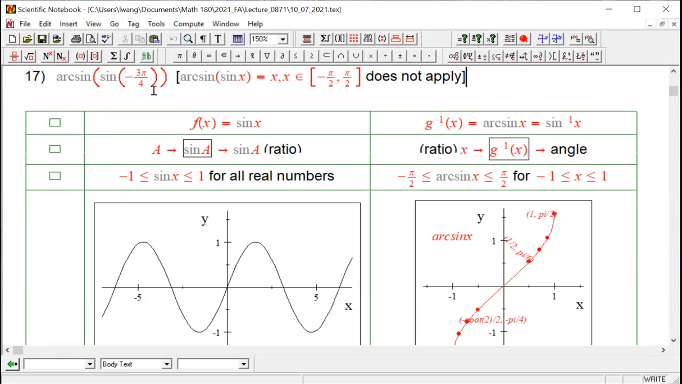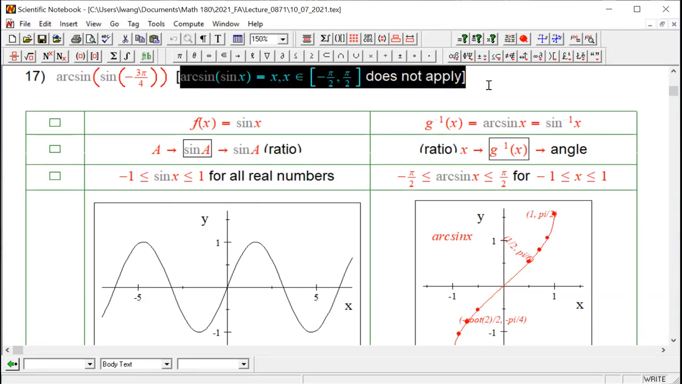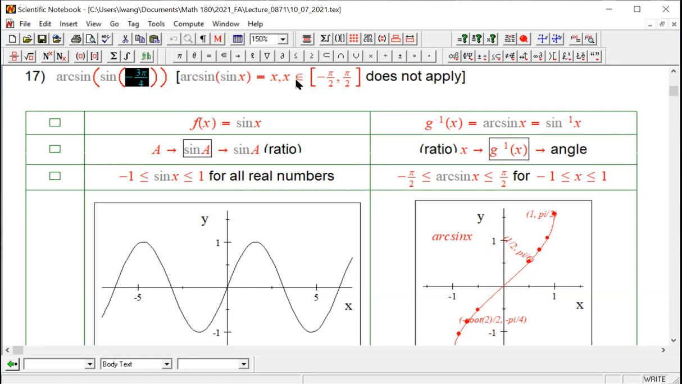All right. So in this case, the shortcut doesn't apply because -3π/4 is outside the domain of the restricted sine. It is not undefined, because it is in the domain of sine. So if you use the words original sine, that's fine, but it's the sine.